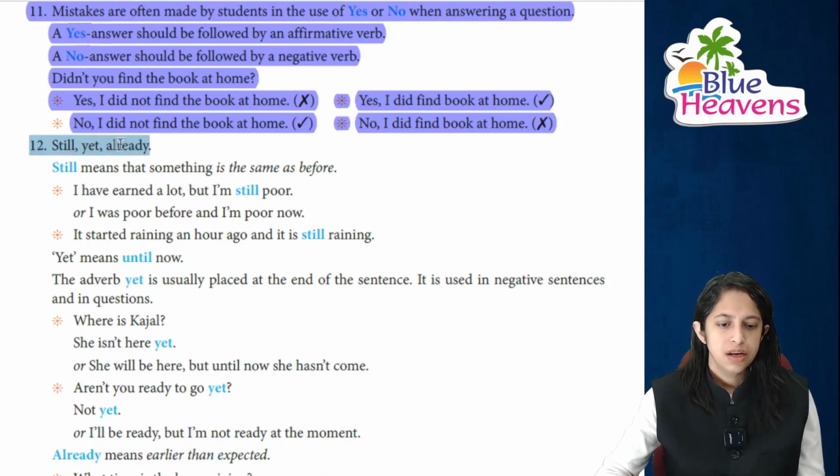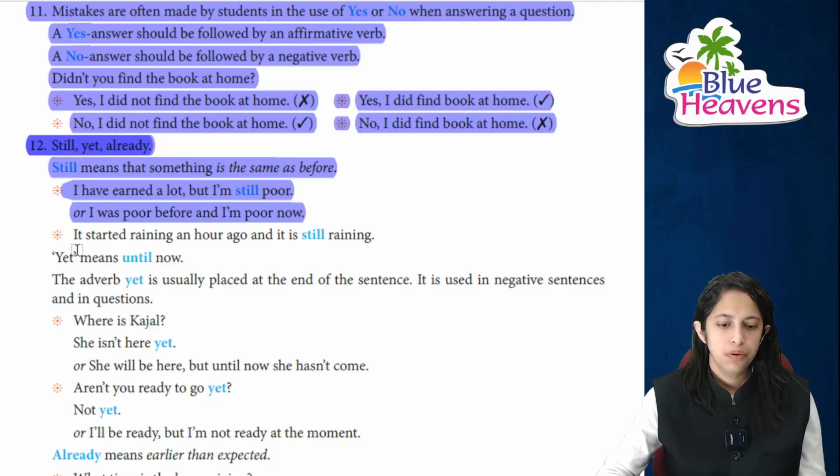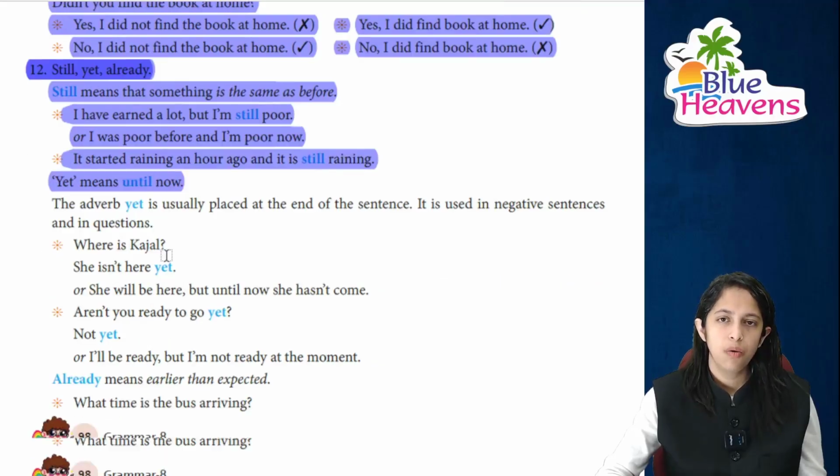false. Still, yet and already. Still means something which is same as before. I have earned a lot but I'm still poor, or I was poor before and I am poor now. It started raining an hour ago and it is still raining. Yet means until now, abhi tak.